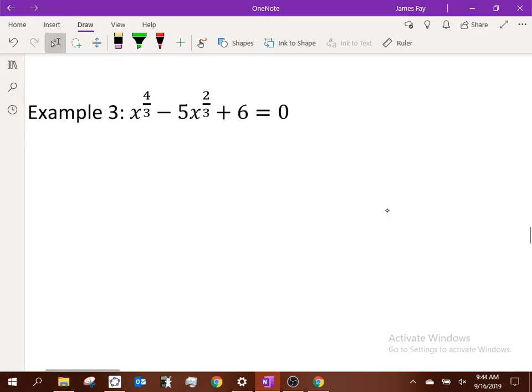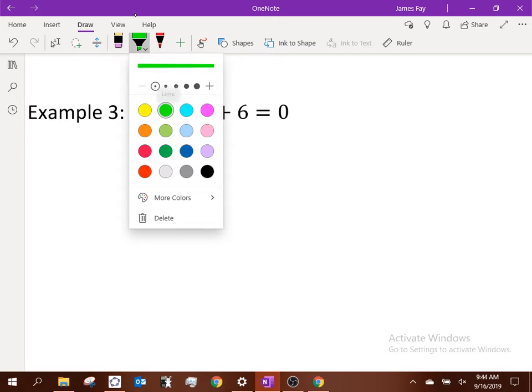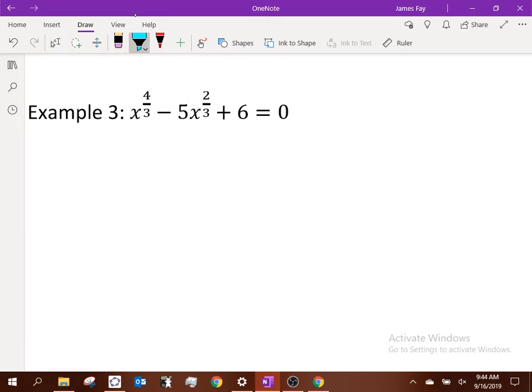However, is this still quadratic? Is it still 3 terms, the last term being a constant, and is 2/3 still half of 4/3? Yes, it is. If you're not sure, take this one and double it. Do you get that one? And you do.